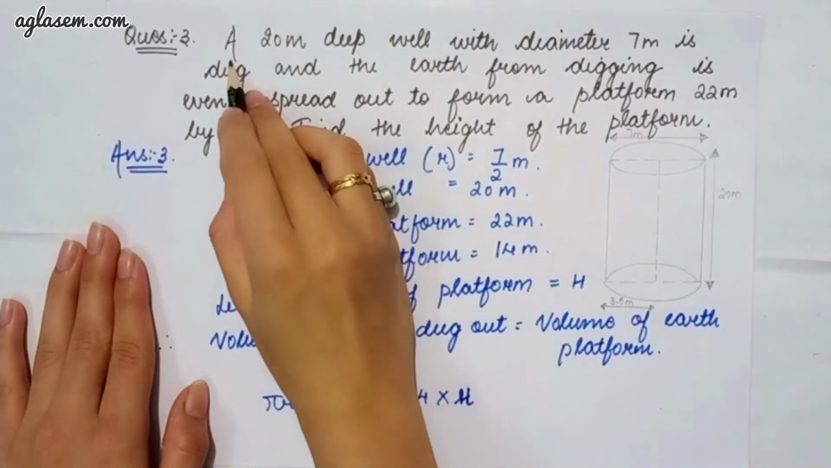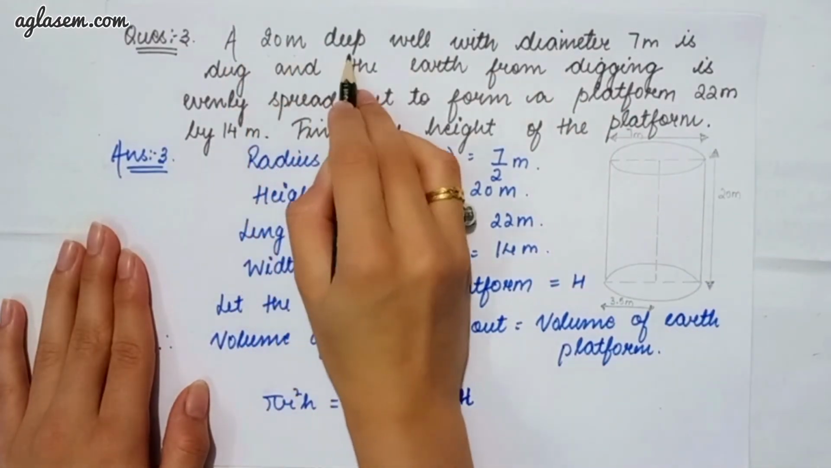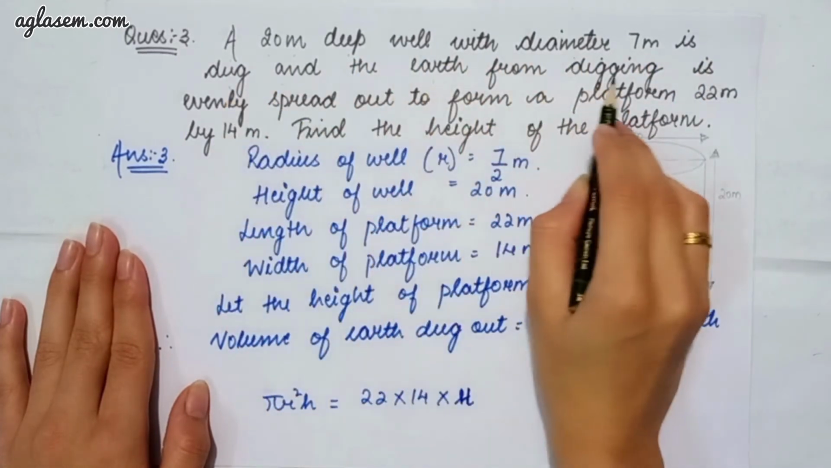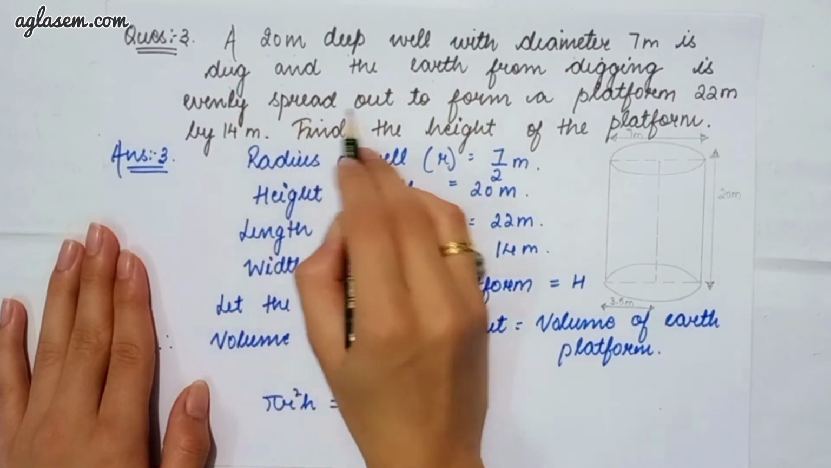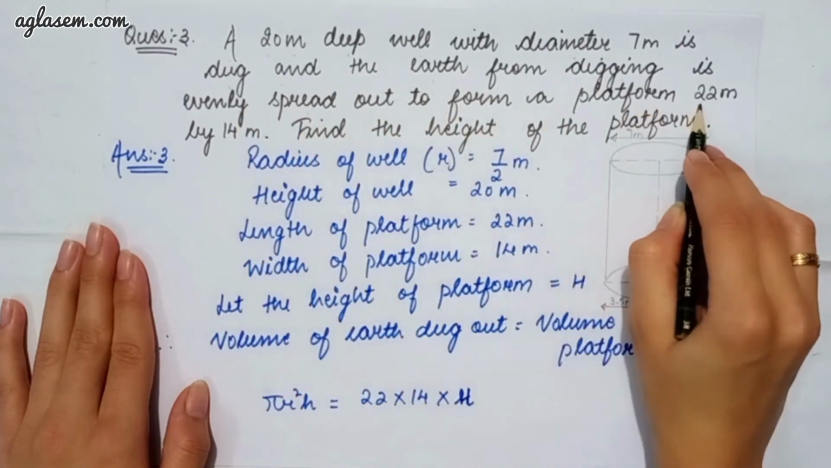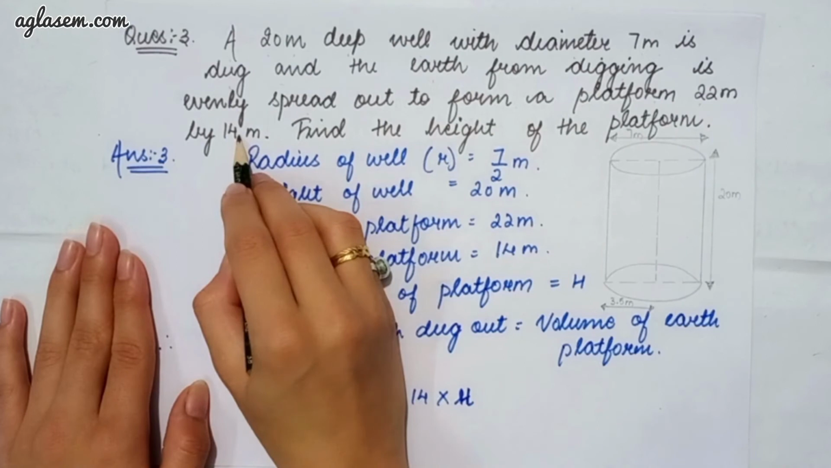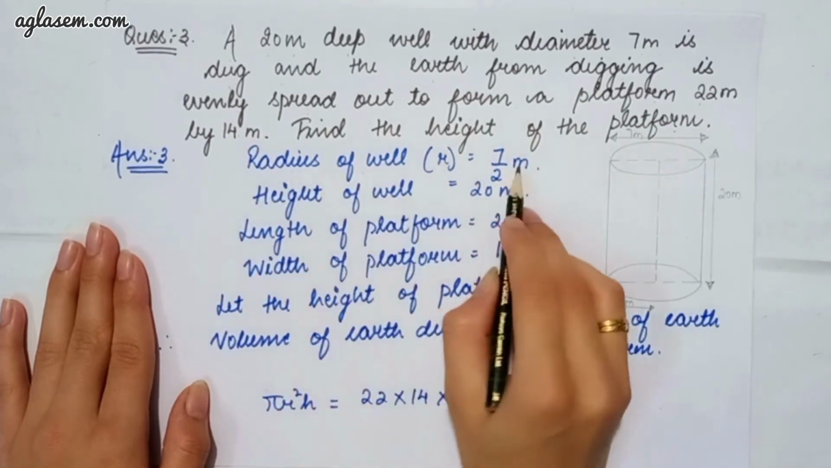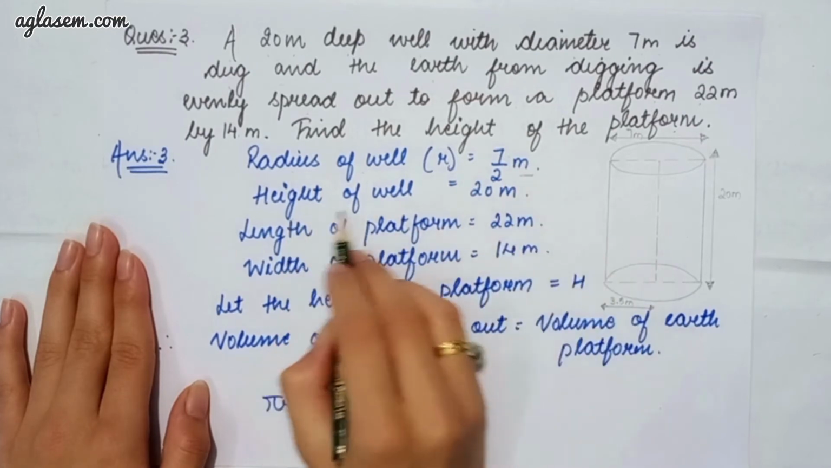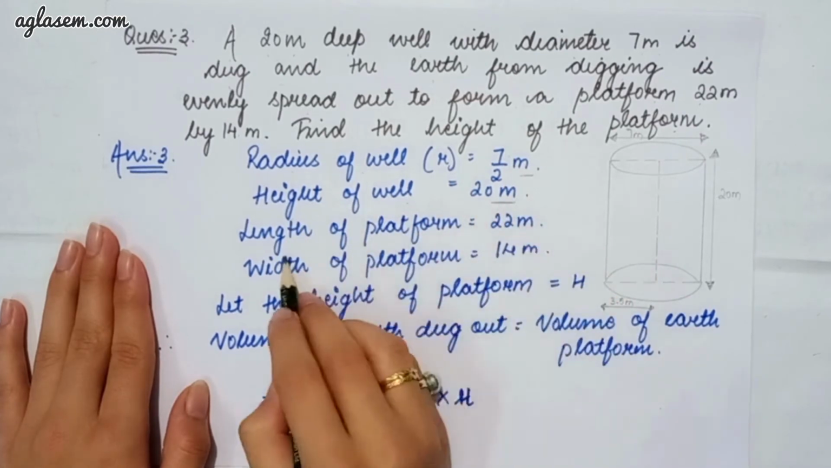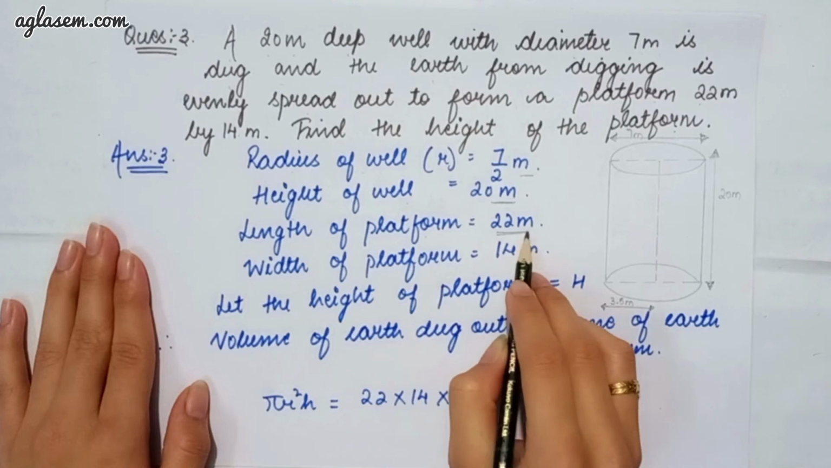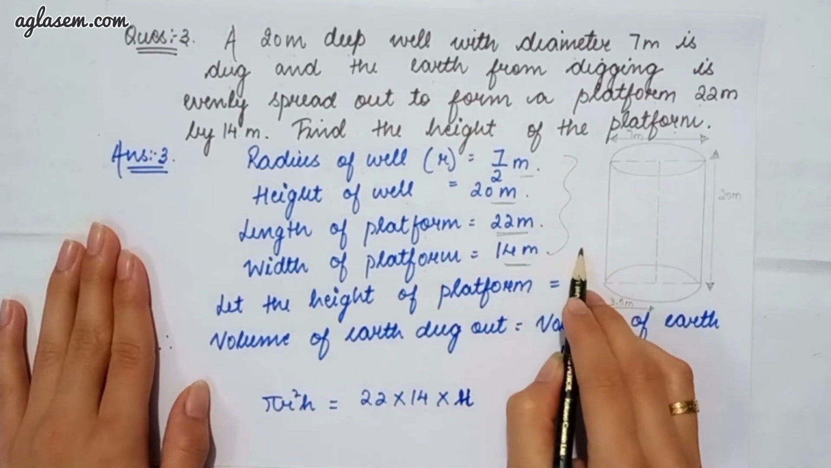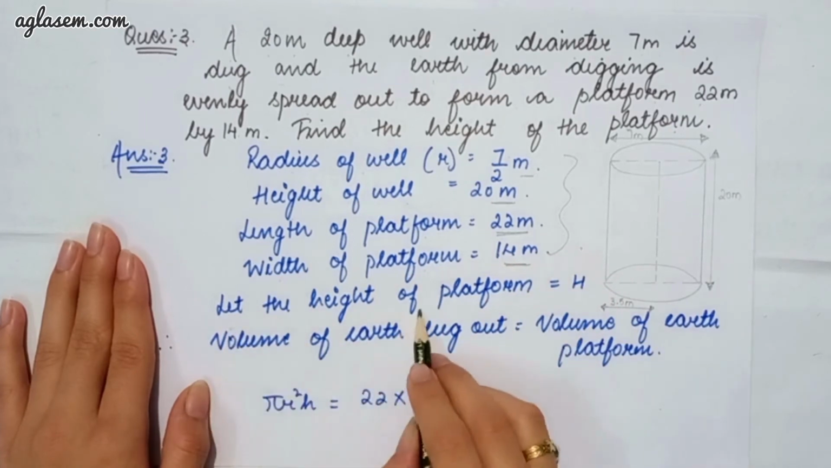Moving further to our question number 3, which says a 20 meter deep well with diameter 7 meter is dug and the earth from digging is eventually spread out to form a platform 22 meter by 14 meter. Find the height of the platform. So here the radius of the well is 7 upon 2 meter, height of the well is 20 meter, the length of the platform is 22 meter, and the width of the platform is 14 meter. All this is given to us. So from this we can find the height, that is h.